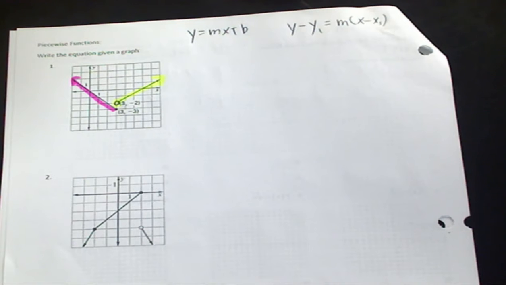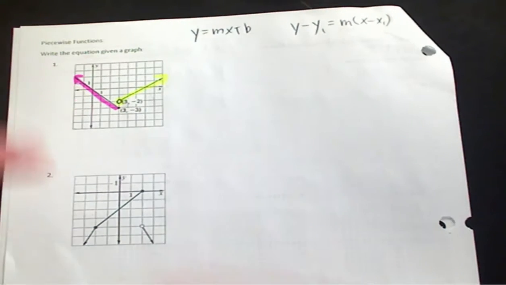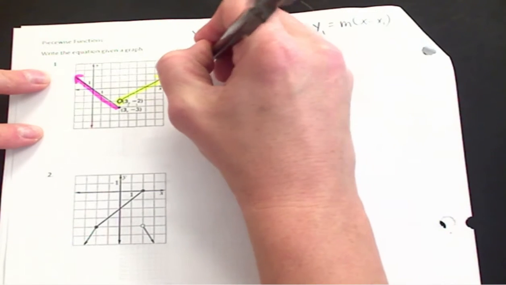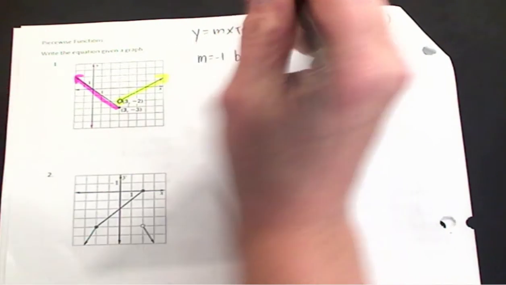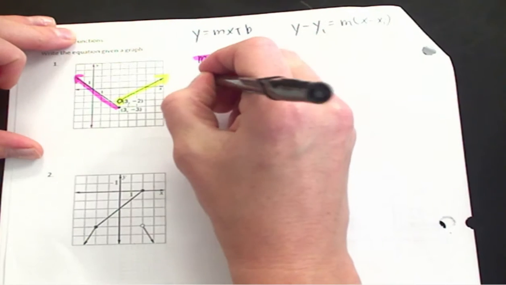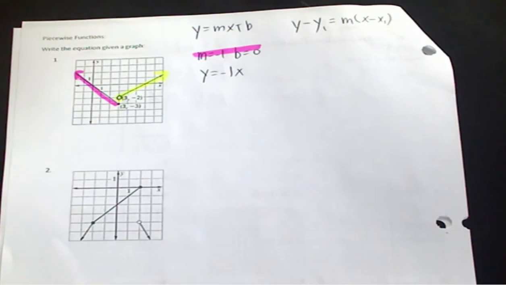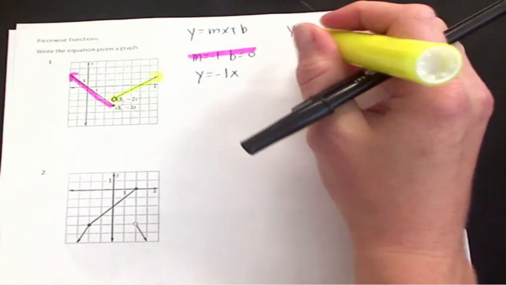Now, I'm just going to write the equation of each line. Okay, so let's do pink first. Slope is -1, b is 0. That's the pink equation. So y equals -1x. Okay, now I'm going to do the yellow equation.